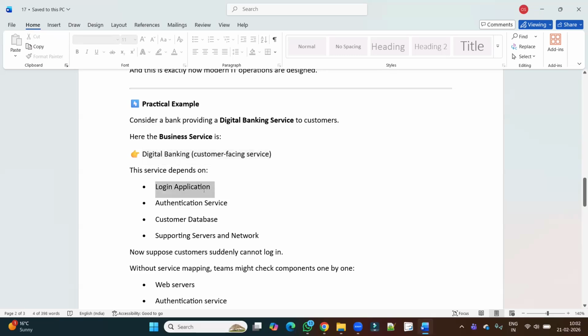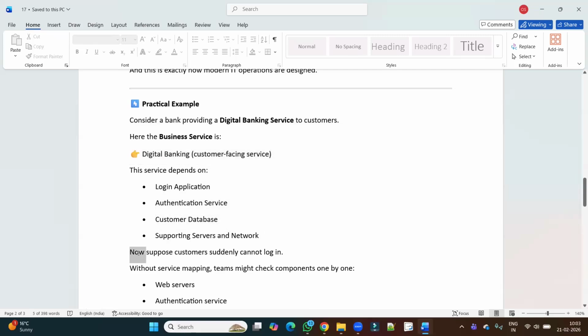This business service, that is digital banking, which is customer facing, depends on a login application. It means in order to avail this service, you have to log in to a particular application. Then you have to provide your user ID and password for authentication. Then your user ID and password is validated from the customer database, and what all settings, what all money, what all things you have, all this is saved in the database. Finally, this service has associated infrastructure, that is servers, networking devices, and so on. So all these things combined provide this business service.